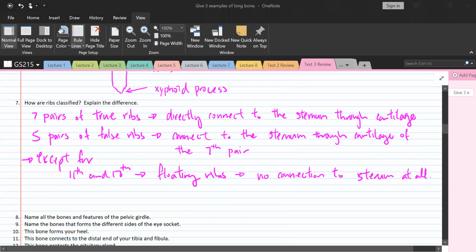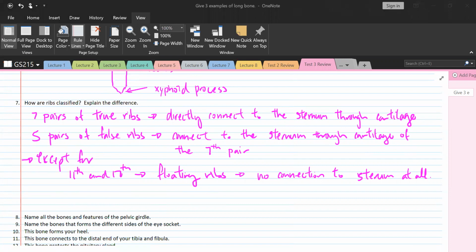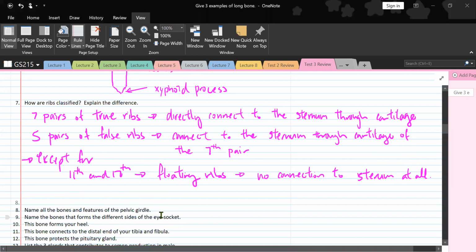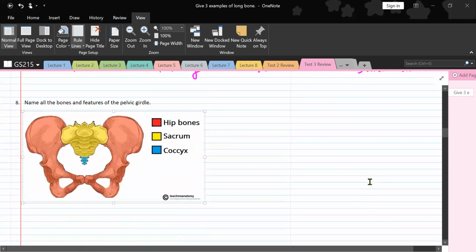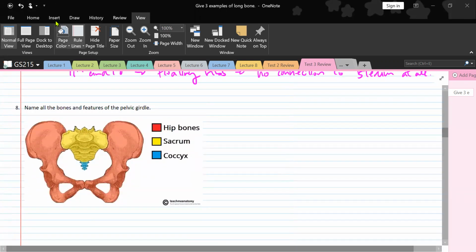Next, we have the bones and features of the pelvic girdle. Just give me a second. Just gonna hold one up here. So we have 3 bones here, right? That makes up the pelvic girdle. The hip bone is what we're focusing on. It's actually called the coxal bone, right? Coxal bone. And the coxal bone, which is like the whole thing right here, is made up of 3 bones.